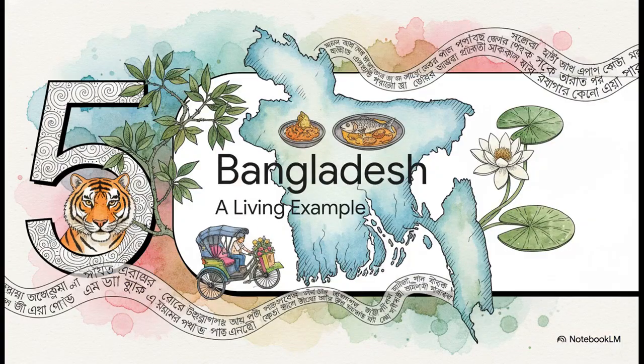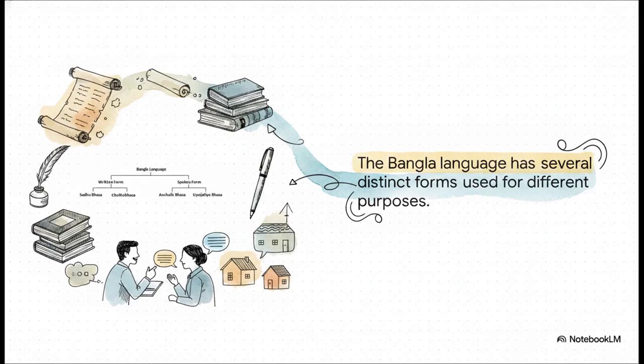All right, to bring all these ideas home, let's zoom in on a single, incredibly complex case study, the linguistic situation in Bangladesh. So, the Bangla language isn't just one monolithic thing. This chart shows a basic split. On the written side, you have Sadhu Bhasa, which is a very old-school, formal style, and then Cholito Bhasa, which is the modern standard. Then on the spoken side, you have that same Cholito Bhasa used by educated speakers. And then you have Anchalek Bhasa, which are all the different regional dialects people speak at home with their families.